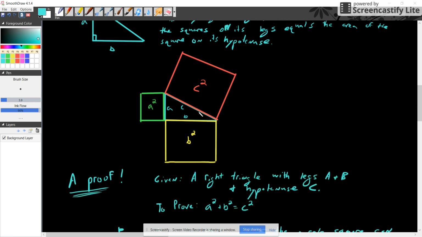So if I add up this green area, the green square, and add that to the area of the yellow square, then this should equal the area of the pink square. It's red, I guess.